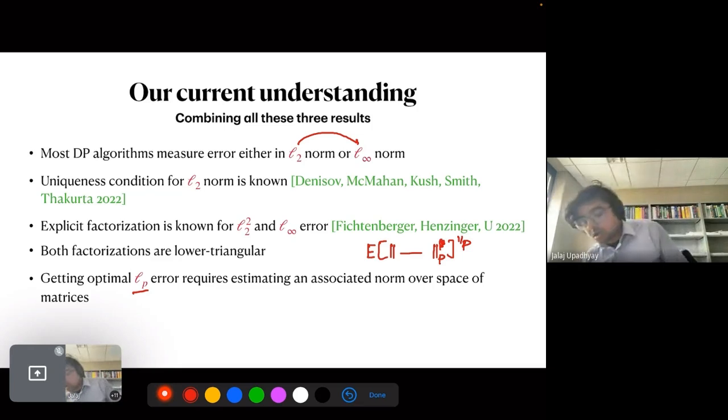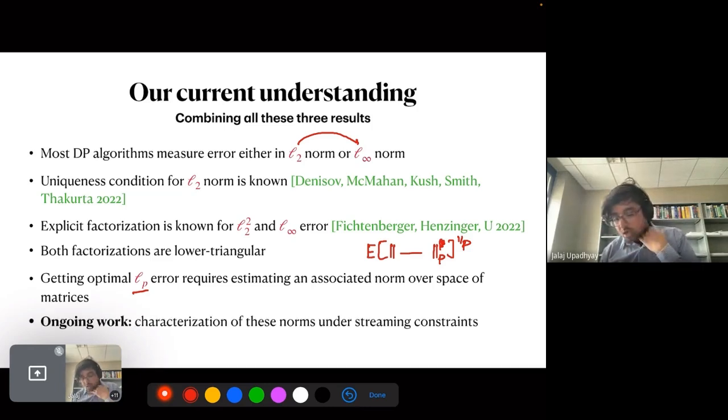So we are trying to really understand what happens when I look at LP errors that way. This is something that we are trying to characterize. We have some results along this line, but it's not something that is ready to be spoken about publicly.